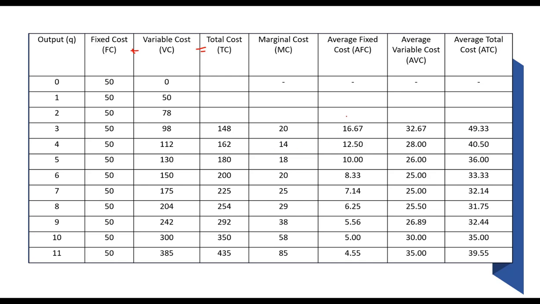So 50 plus 0, if we produce no units of the good, we still have to pay $50 in fixed cost. We've got to pay for the building, the machinery, and those kinds of things. But we're not laying out any money on flour, chocolate chips, labor, and so on. If we produce 1 unit, we have 50 plus 50, or $100 in total cost. If we produce 2 units, we have 50 plus 78, or $128 in total cost.